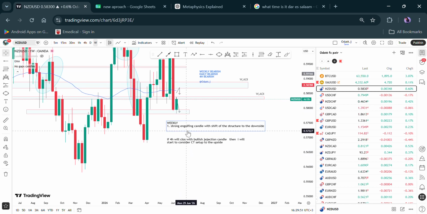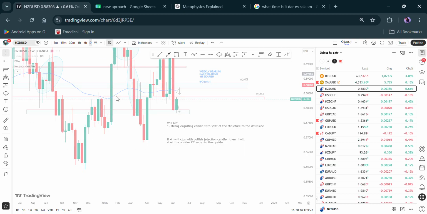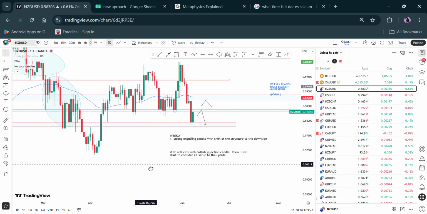As you can see, we have a strong engulfing candlestick, and if the 4H closes with a bullish engulfing, that was a rejection candle, then I will start to consider a counter trend setup. That was the idea of a counter trend setup. So let's come to daily. Daily we are simply bearish.